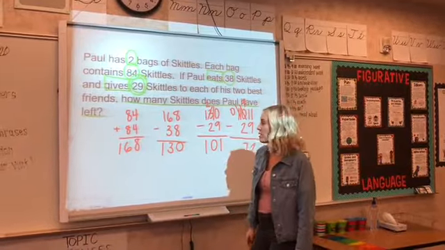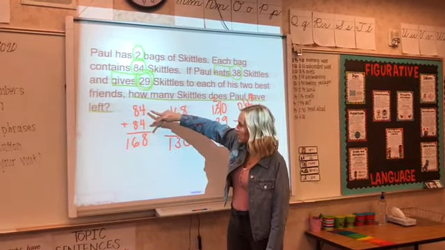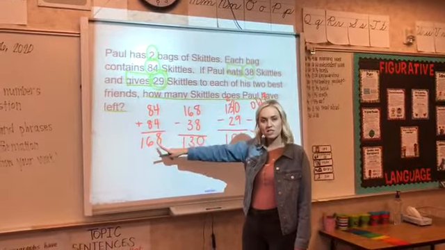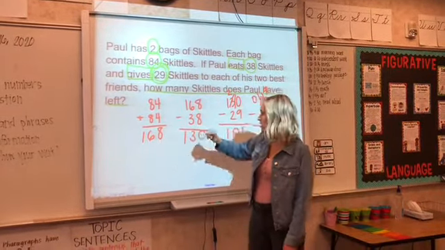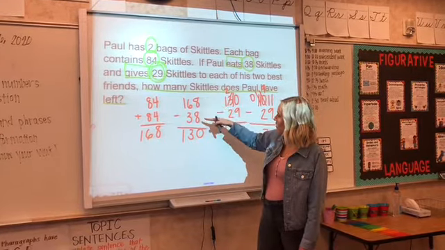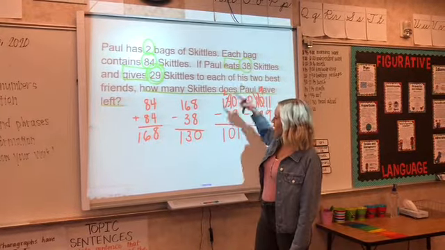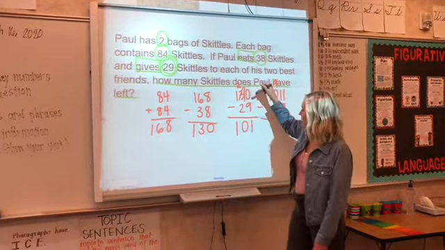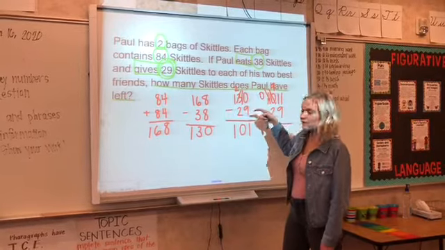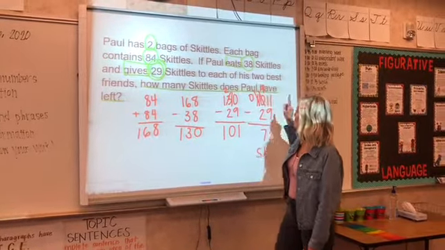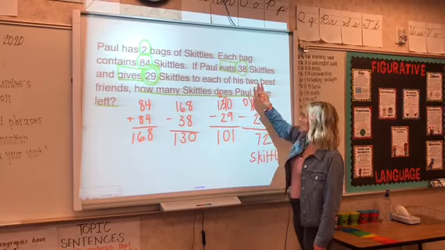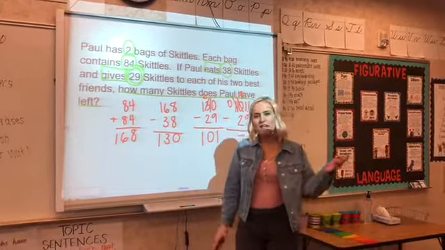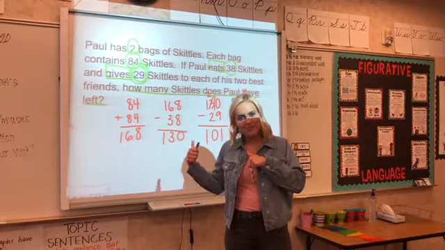Now, just remember, we had 2 bags of Skittles, and they each had 84. So that gave us 168 Skittles altogether. Then I subtracted 38 because Paul ate 38 Skittles, which left me with 130 Skittles. Now I took those 130 Skittles, I gave 29 to one of my friends, but I also had to do that again because 2 of Paul's friends were getting Skittles. Now, can you find a different way to solve this? Good job, friends.